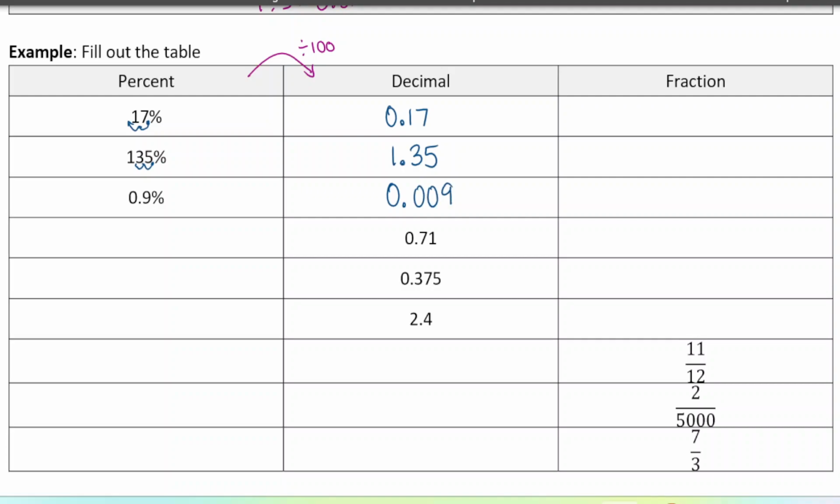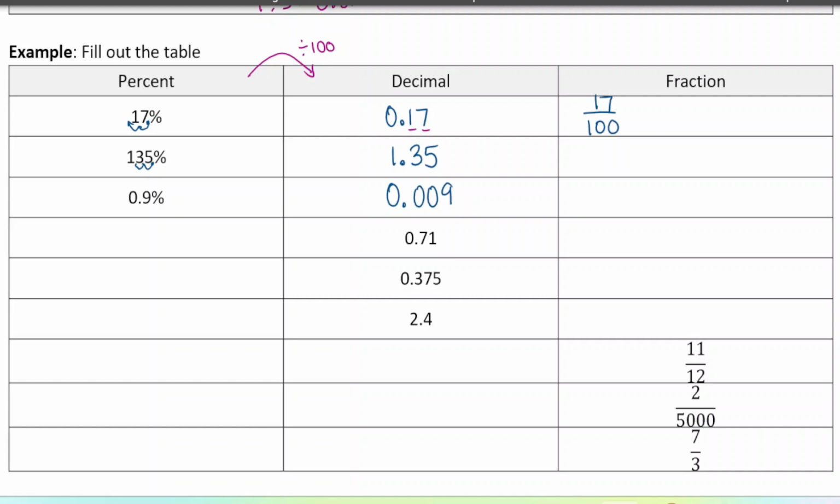As a fraction, I'm going to start from the decimal numbers. And the way that you can write a fraction from a decimal number is you just want to count the number of places after the decimal, and that's how many zeros you're going to put in your fraction. So here we have 2 spots after the decimal, so I'm going to make it out of 100, and I have 17 hundredths. So my fraction is 17 out of 100.